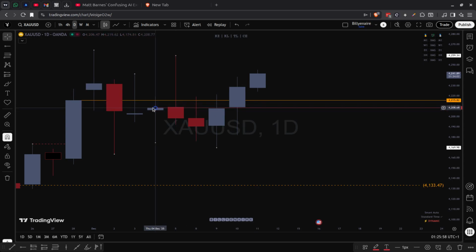So this is a fresh level, and as you can see, it's just slightly above this level, right? So I'd rather use the level that's closest to price, right? It's basically the same.